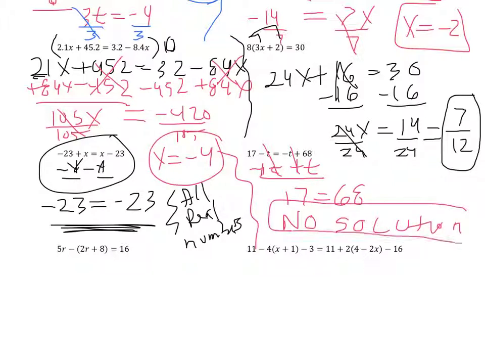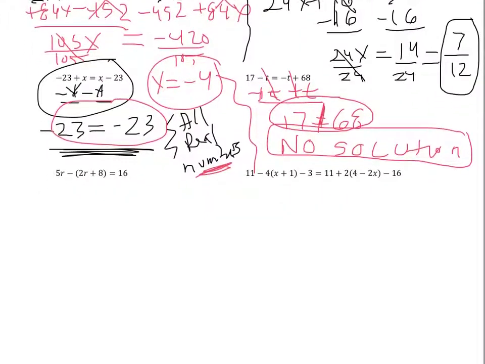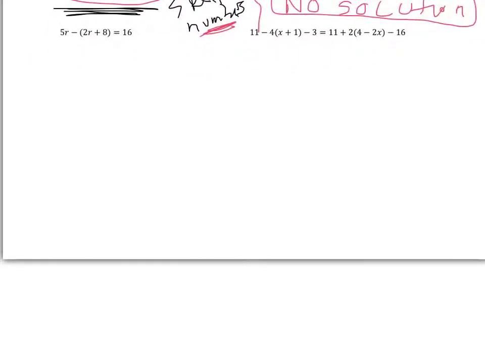So kind of recapping, if the variables go away and we get a true statement, the answer is all real numbers, that is, we can put any number in there. If the variables go away and we get something that's false, that is, 17 does not equal 68, then there are no solutions. Now moving on to the last two problems here.